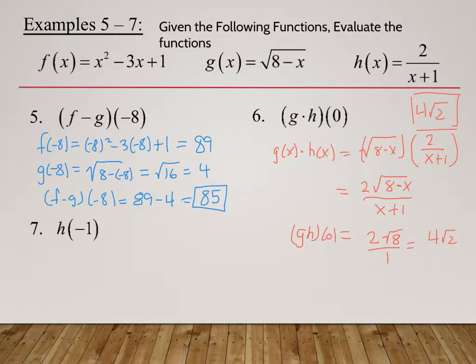Alright, so number 7, you can evaluate that pretty quickly, right? For this particular one, we just get 2 over negative 1 plus 1. Ooh, 2 over 0. This is undefined, right?